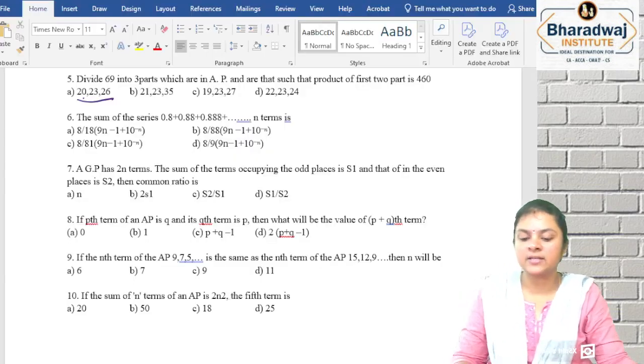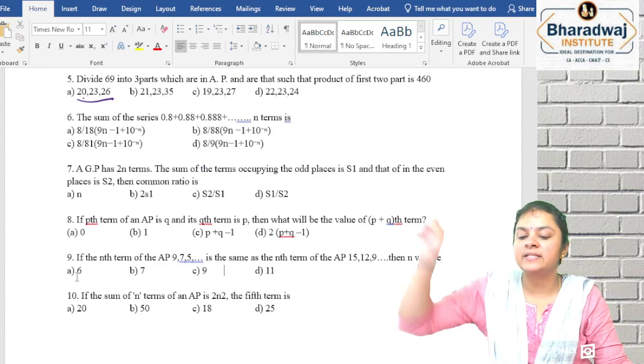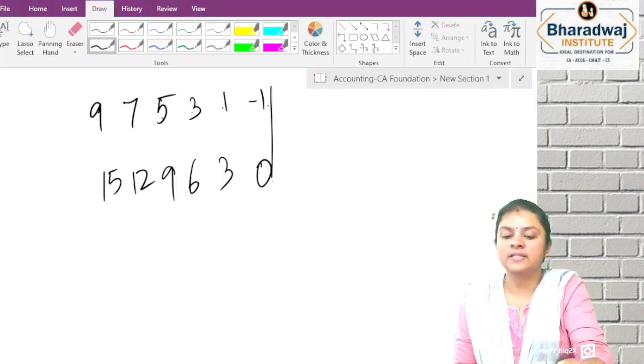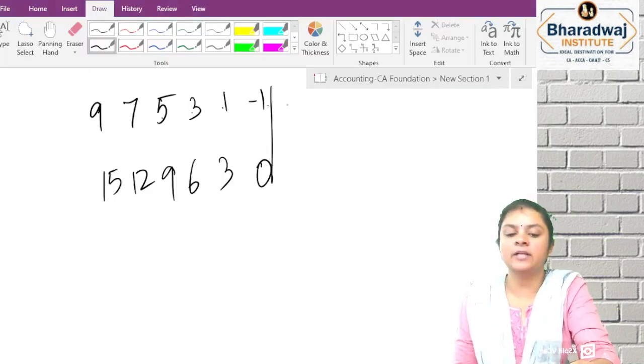Now see what numbers are available. 6, 7, 9, 11. 6 means N is equal to 6: 1, 2, 3, 4, 5, 6. Is it matching? No. Go to the next term.